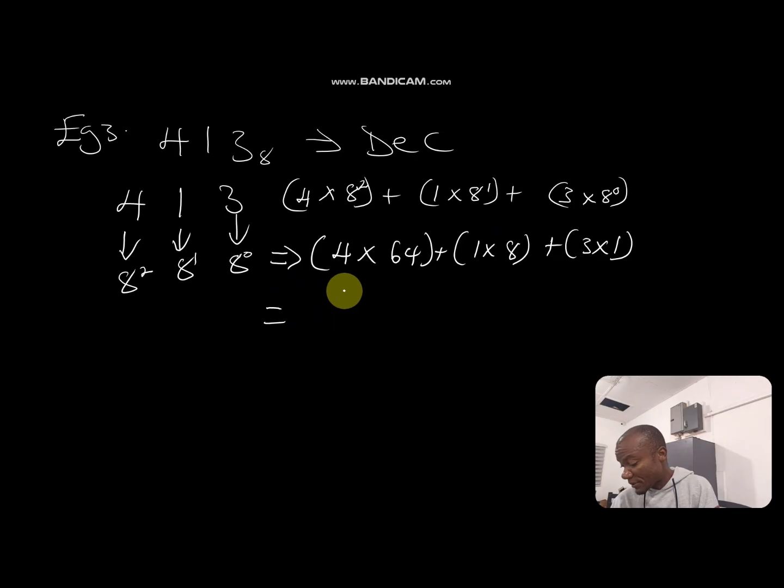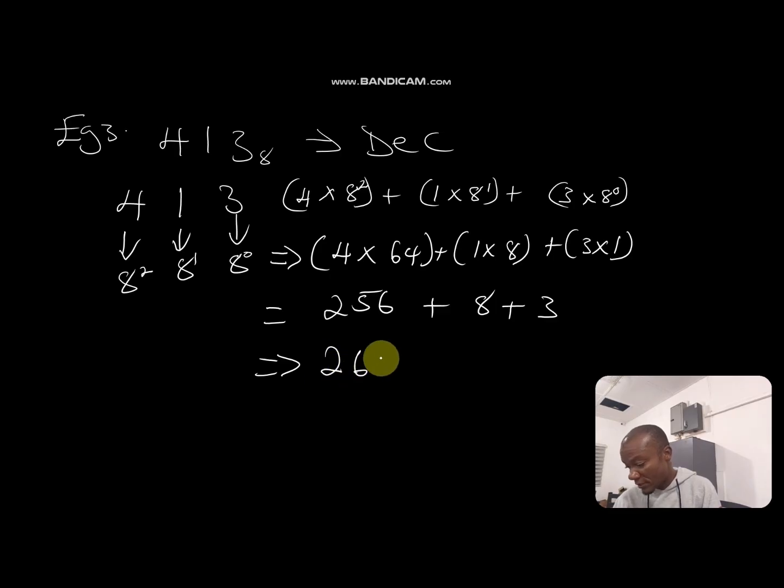So 4 times 64 will give me 256, plus 1 times 8 is 8, plus 3. So my final answer is 267 base 10.